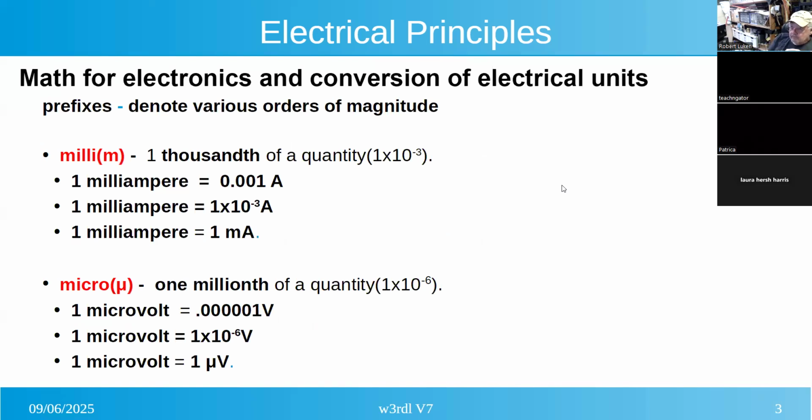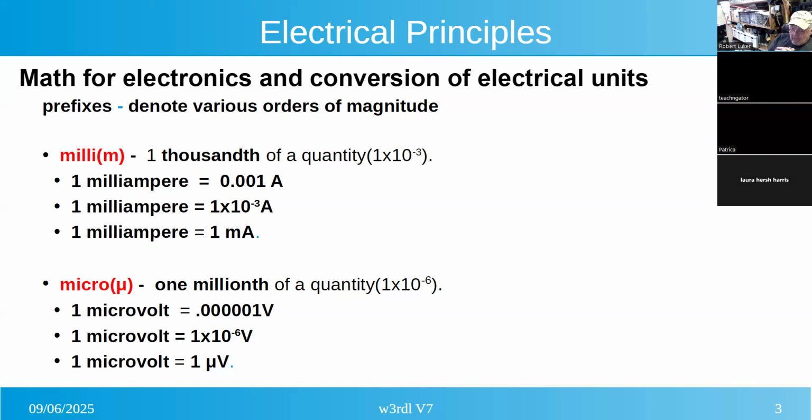So we tend to use these little abbreviations to represent some of these scientific values. We use milli to represent a 1,000th of a quantity. So in other words, a milliampere is a 1,000th of an ampere. And that way we can represent it as usually just a little mA to represent a milliamp. It's a fairly common value.